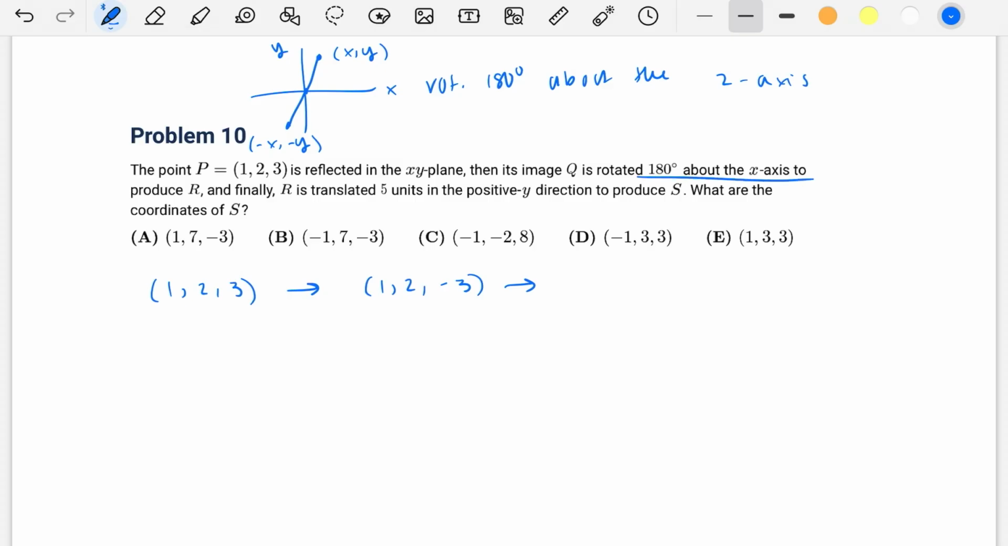So basically what happens is instead of (x, y) turning into (-x, -y), we have (y, z) turning into (-y, -z). So basically our new point is going to be (1, -2, 3). Then we translate 5 units in the positive y direction, so we just add 5 to the y coordinate. So we get (1, 3, 3). And our answer is E.